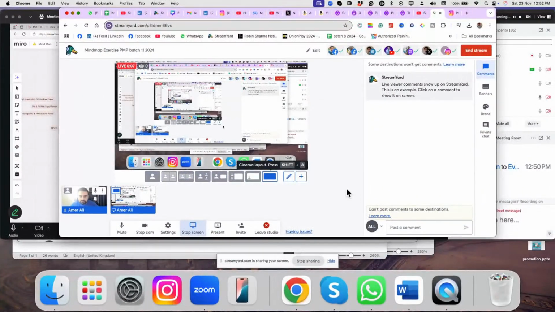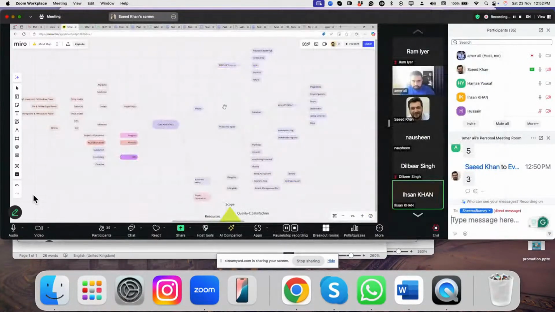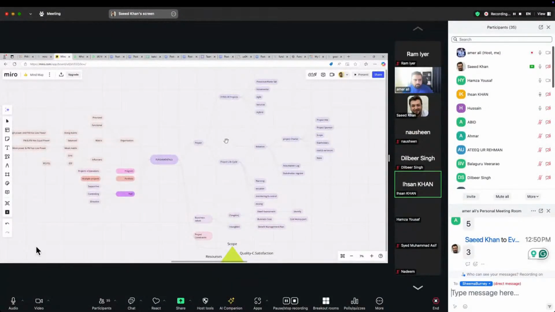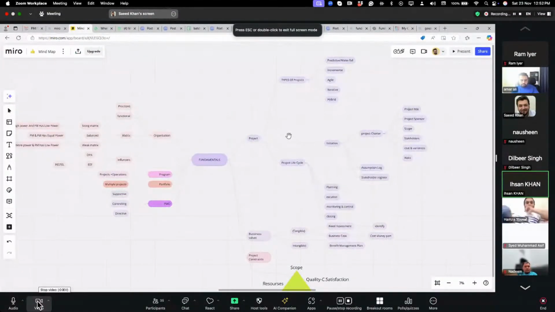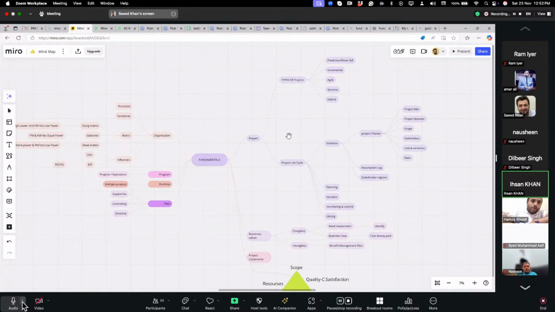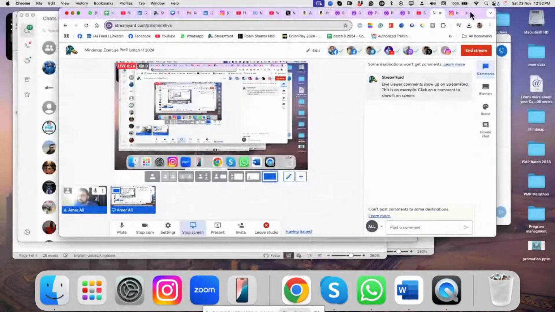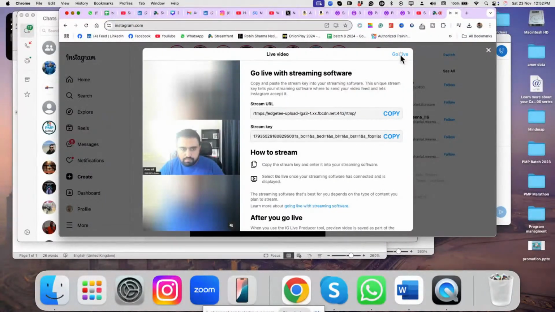From fundamental first. In fundamental, there is a project. In project, we have types of project first, and on the lower side, we have a project life cycle. In the project life cycle, we have initiation, planning, execution, monitoring and control, and closing.